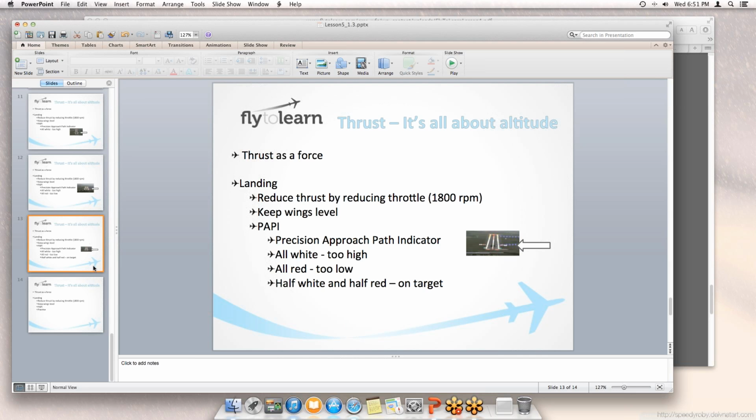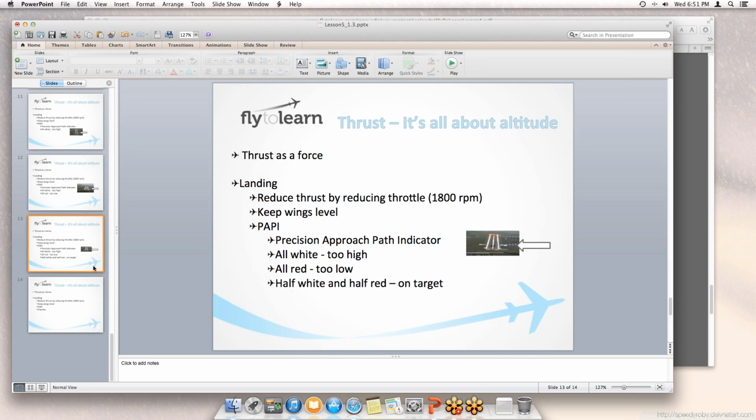And then all red, it's like when the porridge was too hot. They're all red. It's hot. Not good. It burns. You're going to crash here. But when they're half white and half red, they're just right. That's just that perfect porridge right there.